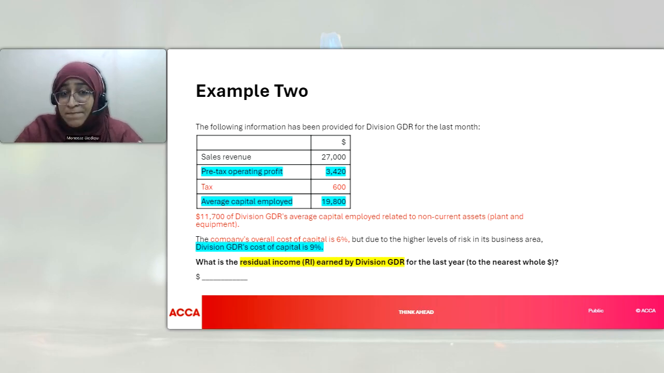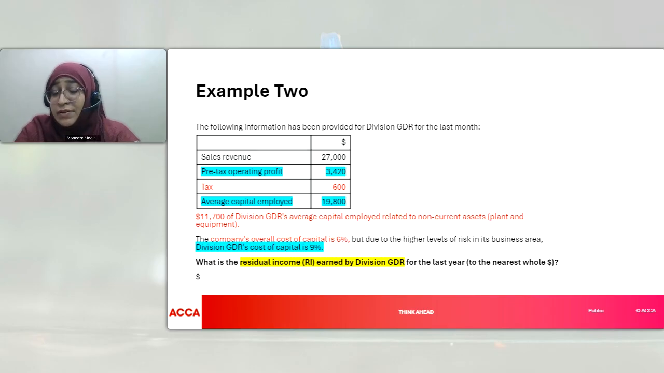Okay. Then we have the average capital employed, again highlighted in blue. So that's 19,800. It's visible there. This was, of course, a relevant piece of information to arrive at the correct answer. But if you look at the line immediately below the table, the examination team mentioned that 11,700 of this related to non-current assets. Now, this is a red herring. Right? This does not have any impact on your actual calculation because we always use the average capital employed, since that is already available, 19,800, and we have no reason to exclude the balancing amount. We will still stick to 19,800 for our calculation.